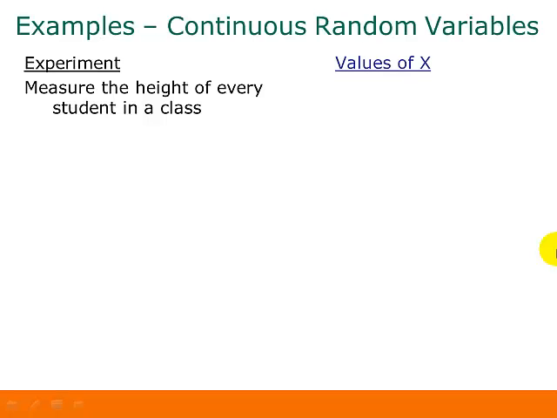So if we had an experiment where we were going to measure the height of every student in a class, then the values of x, our continuous random variable, could be anything from 0 up to maybe 9 feet. Assuming that nobody in the world could be taller than 9 feet, so our values of x could be any value between 0 feet and 9 feet.